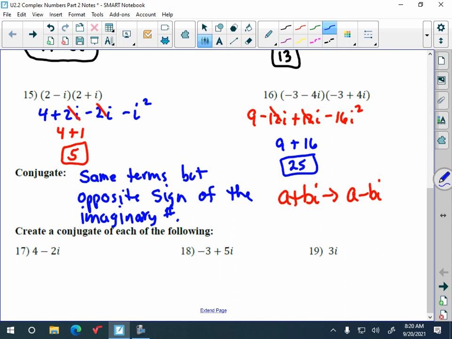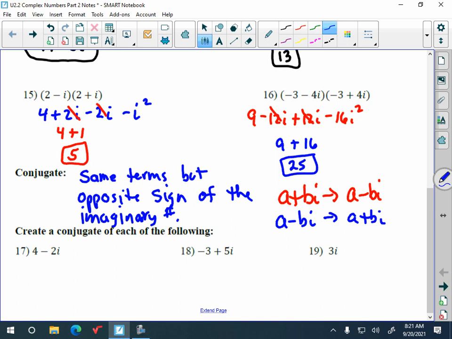All right, and then the conjugate of a minus bi is a plus bi. All right, so all we do is change the sign of the imaginary number part, and we get what's called a conjugate. So you can see what happens on 14, 15, and 16: when we multiply conjugates together, the imaginary stuff goes away. And all we're left with is just a number without an i in it.